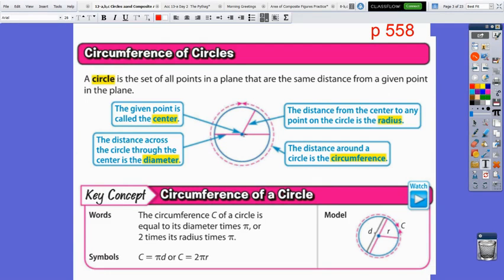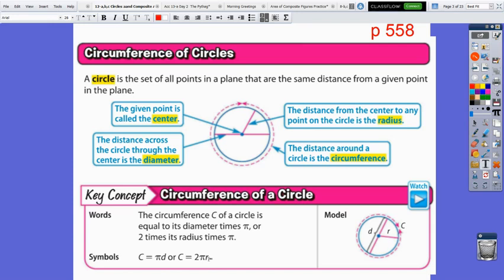So, circle vocabulary, right? The center of a circle. You need to know that the radius goes from the center to the outside. The diameter goes all the way across the circle through the center. The diameter is twice the radius. The radius is half of the diameter. And the distance around the circle is called the circumference, like the perimeter of a circle. And the formula for circumference is either pi times diameter or 2 times pi times the radius. 2 times the radius is the same as the diameter. And so that's why these two formulas basically are the same.